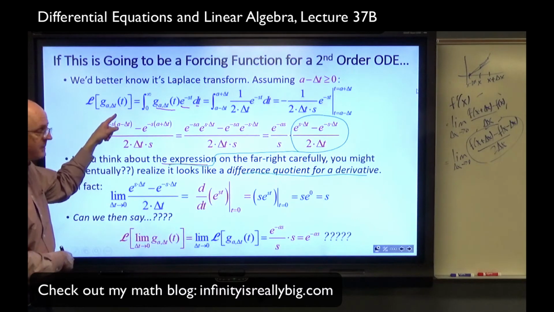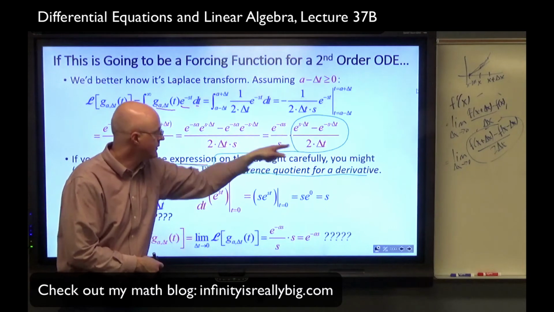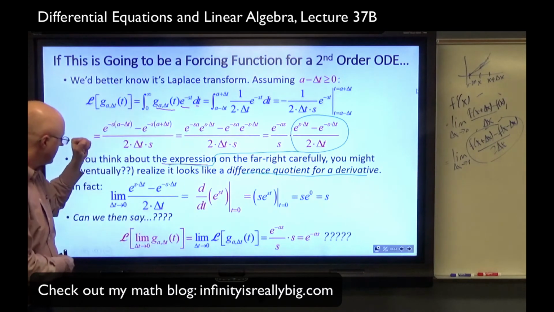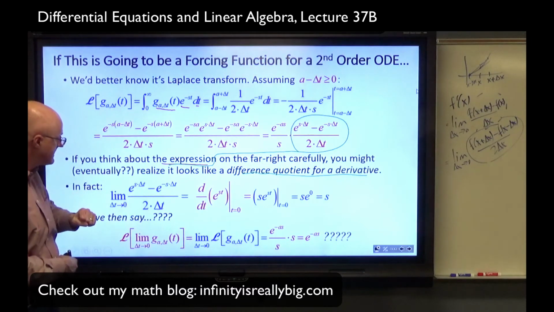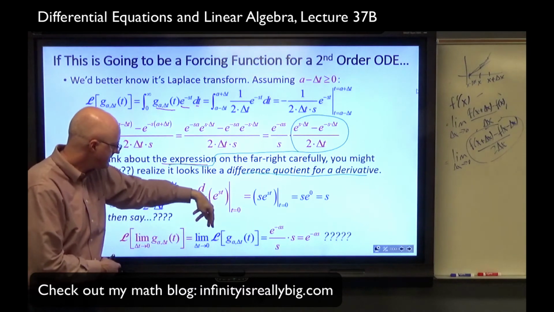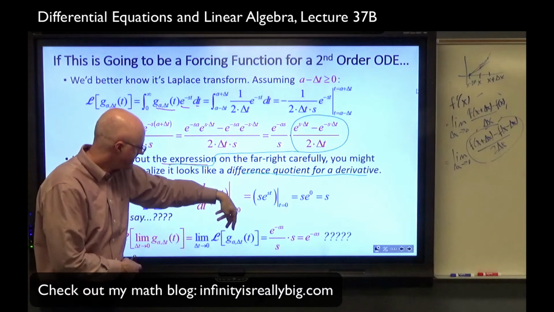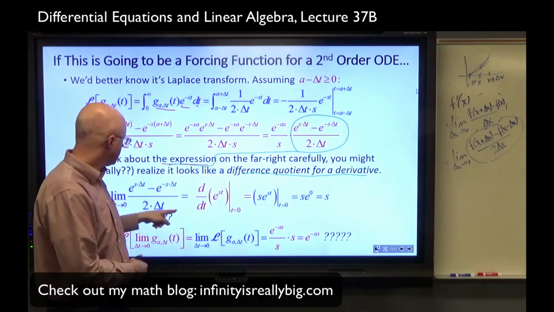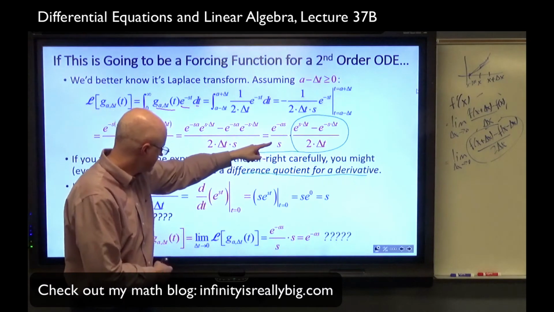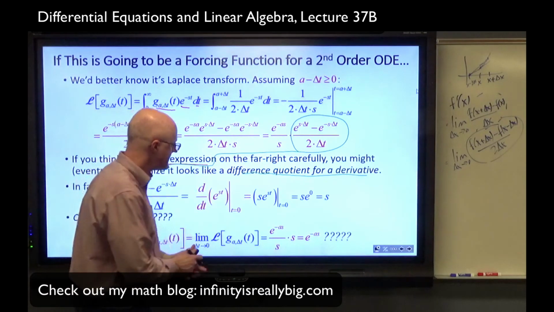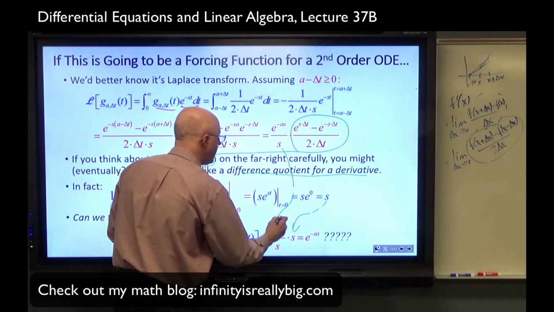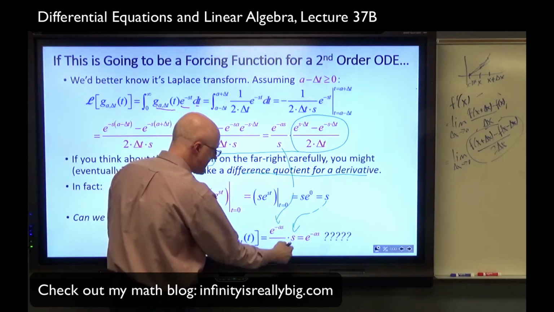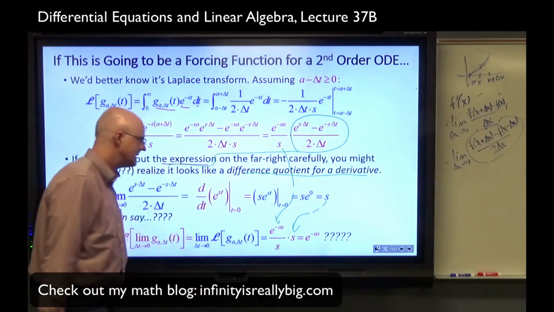Therefore, can we say this is true? The Laplace transform of this is this whole thing, including this part. Can we say the Laplace transform of the limit of this as delta t goes to 0? Can I pull that limit sign out? And then take the limit of this whole thing as delta t goes to 0, which would be that thing times this thing, and the s's cancel to give me e to the negative s.